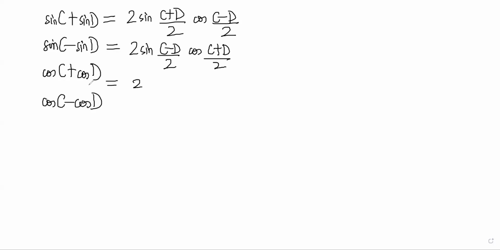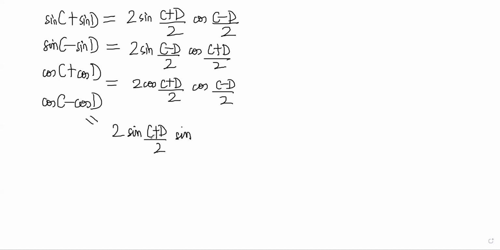This is both cos: 2 cos (C plus D)/2 cos (C minus D)/2. And this will be both sines, but one of them will be reversed, right? You will not say C minus D by 2, you will say D minus C by 2, minus 2 sine. Because we know these formulas, now we can derive the general equations that we had learned in the previous class.